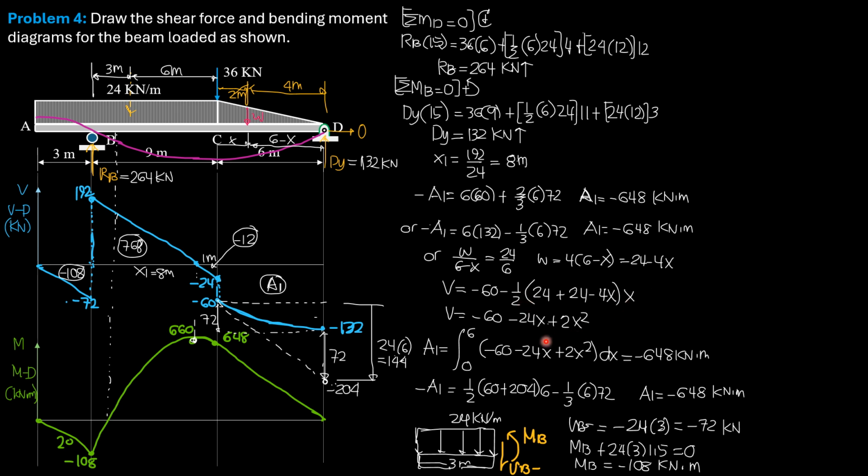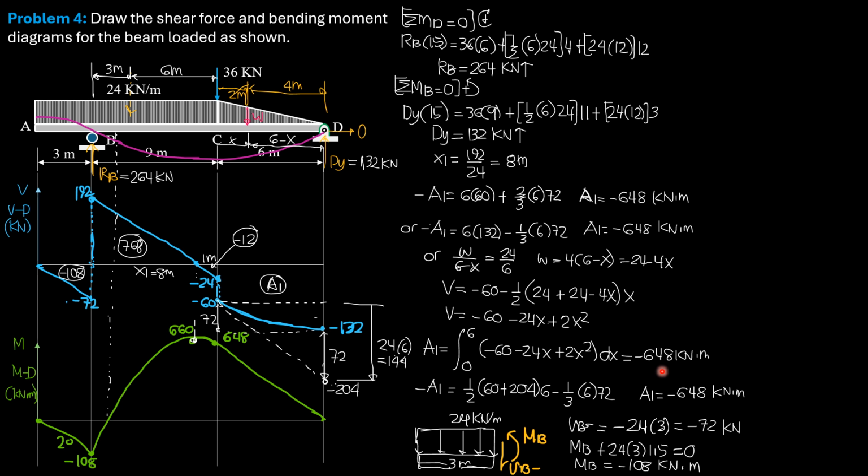So area 1 by integration is, remember, the change in moment between these 2 points is the area of the shear diagram above, and the area is integral of shear equation for that segment, which is negative 60 minus 24x plus 2x squared dx. Limits would be 0 to 6. And that's why we get the same area of negative 648 kilonewton meter.